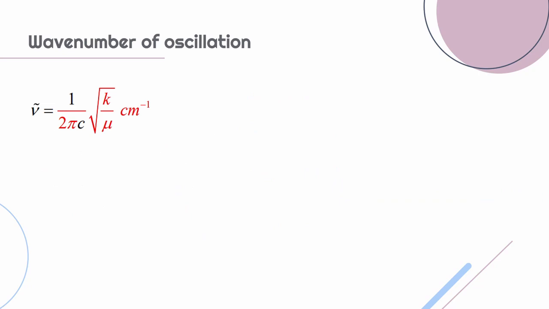We have discussed in one of the previous slides that the wave number of an oscillation is given by this equation: nu bar equals 1 by 2 pi c times under root k by mu. And from this we infer that the wave number is directly proportional to the root of k and inversely proportional to the root of the reduced mass.